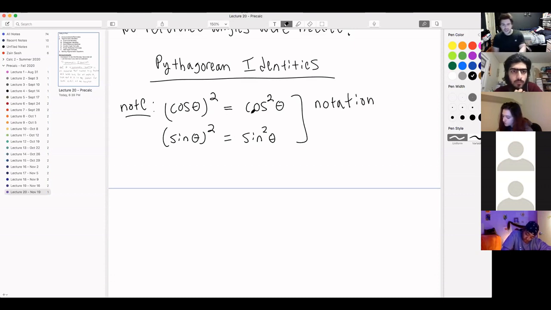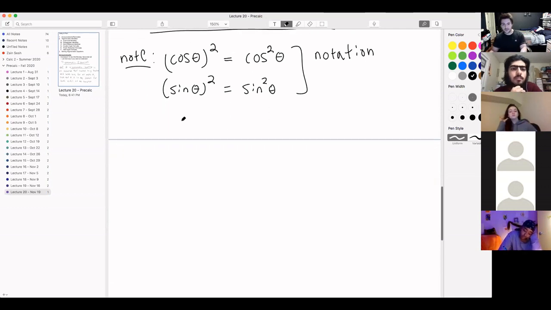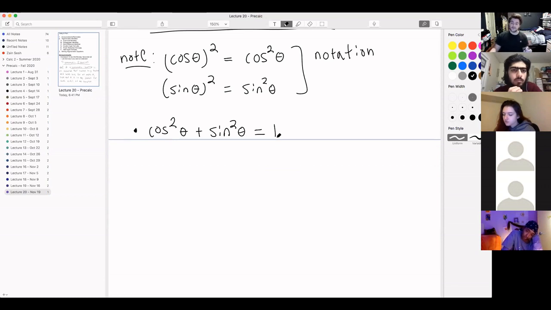If I write cosine with a 2 in between the cos and theta, that's the same as cosine theta squared. Okay, this is not an identity. This is just notation. This is just how we write these things. All right, so now that that's out of the way, here is the famous Pythagorean identity. Okay, here it is. Cosine squared of theta plus sine squared of theta is 1.